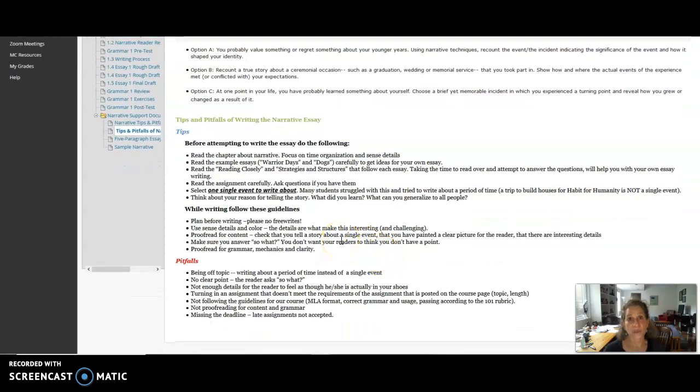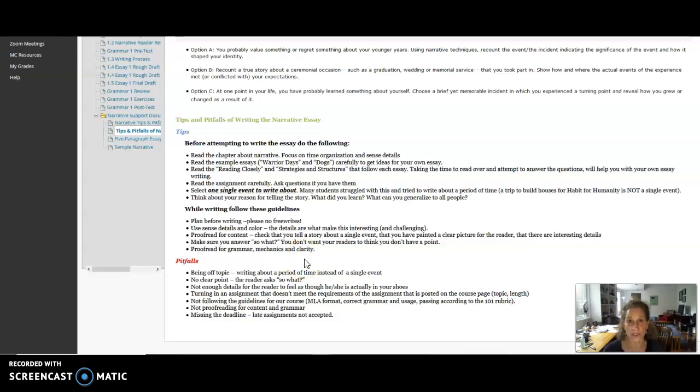Here are some guidelines. Please plan. Follow the writing process. Do not submit free writes. They're never academic essays. Use sense details and colors. Proofread carefully for the content. Make sure that it's about a single event and that your readers will be able to understand and follow the events. That means you might need to include some important context or some information around the event to make it easier for somebody to understand. Somebody who doesn't know you. Make sure you have the so what, and always proofread carefully for grammar, mechanics, and clarity.